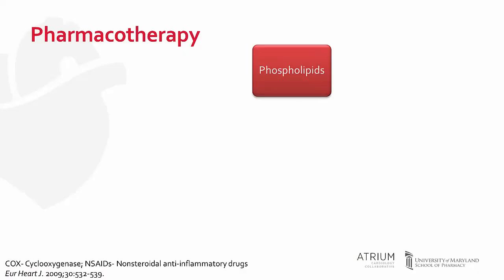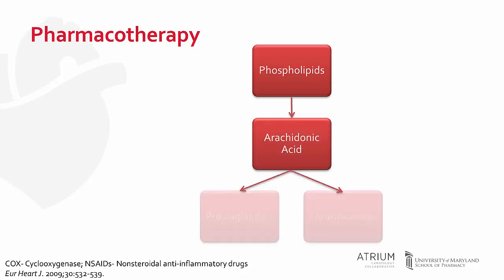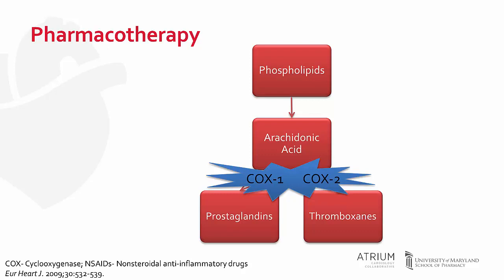Our pharmacotherapy for the treatment of pericarditis are medications that work on the arachidonic acid pathway to inhibit inflammation. Arachidonic acid is an omega fatty acid produced from phospholipids. It is then broken down into prostaglandins and thromboxanes by cyclooxygenase enzymes 1 and 2. Prostaglandins are associated with vasodilation, fever, platelet inhibition, and decreased gastric acid secretion, whereas thromboxanes produce bronchoconstriction and platelet aggregation.